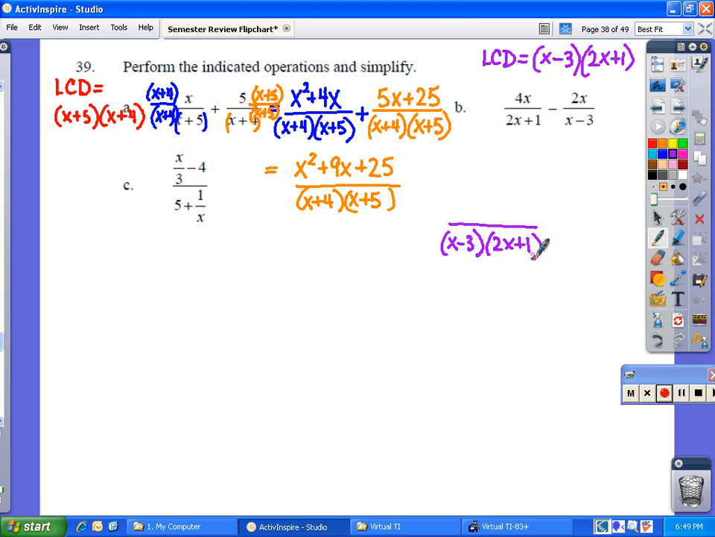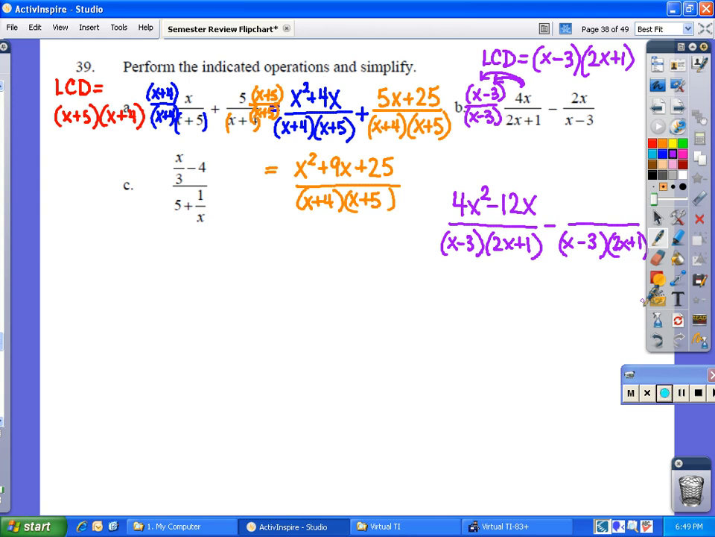The first term already has the 2x plus 1, so it needs the x minus 3. If we multiply the denominator, we must also multiply the numerator. The numerator, after we multiply, 4x times x gives us 4x squared. 4x times negative 3 gives us negative 12x. We're going to subtract from that the second term after we rewrite it, again with the denominator x minus 3 and 2x plus 1.